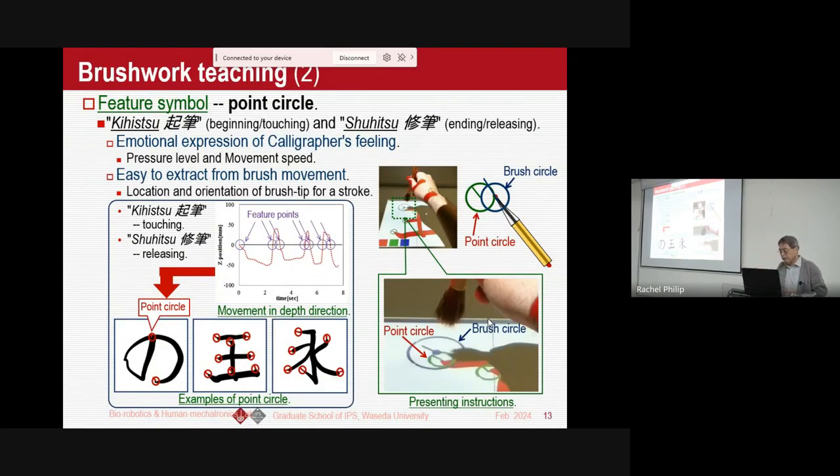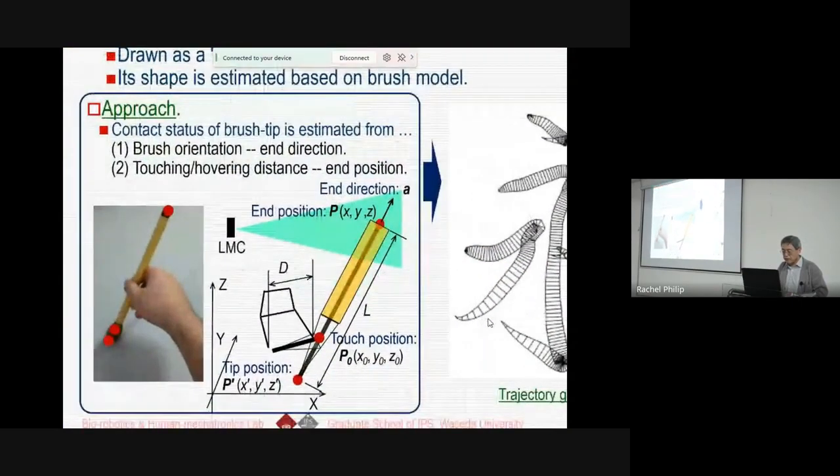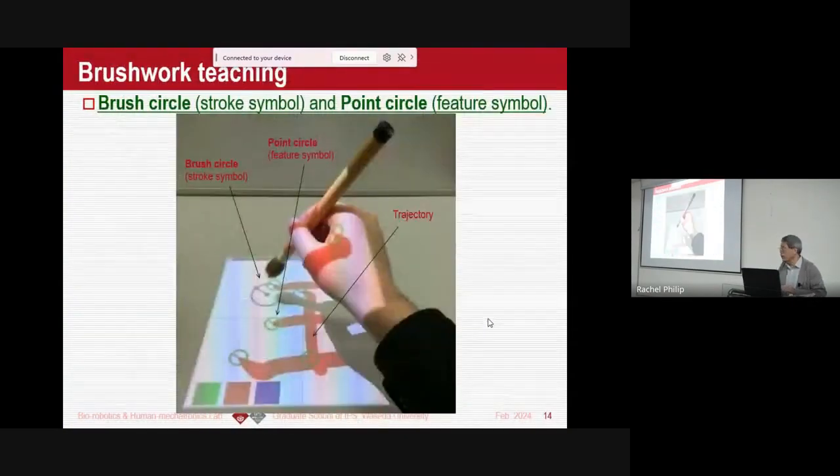So this system is showing the two circles. One is this black blue one, the brush's present situation, present condition, and the green one shows the starting point and end point. By using this circle and this line information, the system shows the movement of the stroke, the important point.